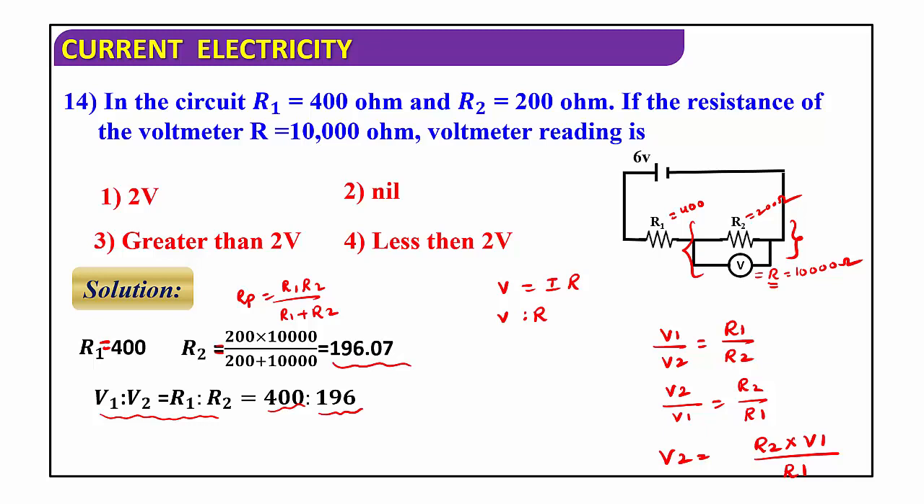So this formula I am going to use here. The R2 value is given, the V1 value is given in the diagram as 6 volt, and the R1 value is also given. Substituting all the values, 6 is the V1 value, 196 ohm is the R2 value, 400 is the R1 value. The final answer we got is nearly 3 volt. 3 volt is our answer, but among the options, less than 2 or greater than 2, we go for greater than 2 volt. So option 3 is the right answer.